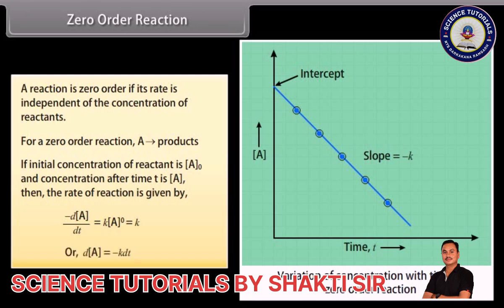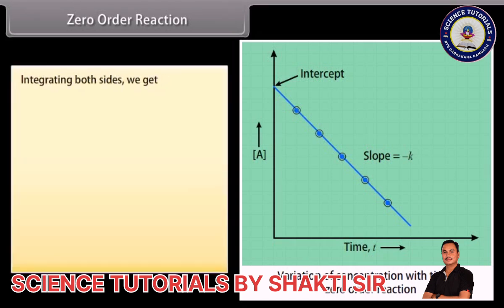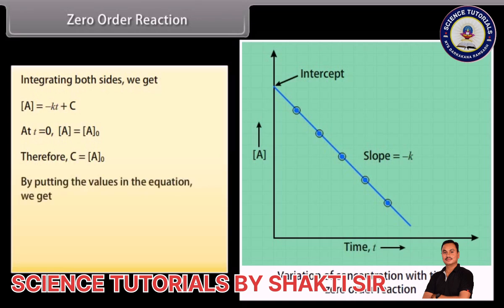It can be written as dA is equal to minus K dt. Integrating both sides, we get A is equal to minus Kt plus C. At t equal to 0, A is equal to A naught. Therefore, C is equal to A naught. By putting the values in the equation, we get A is equal to minus Kt plus A naught, or it can be written as K is equal to 1 upon t multiplied by A naught minus A.